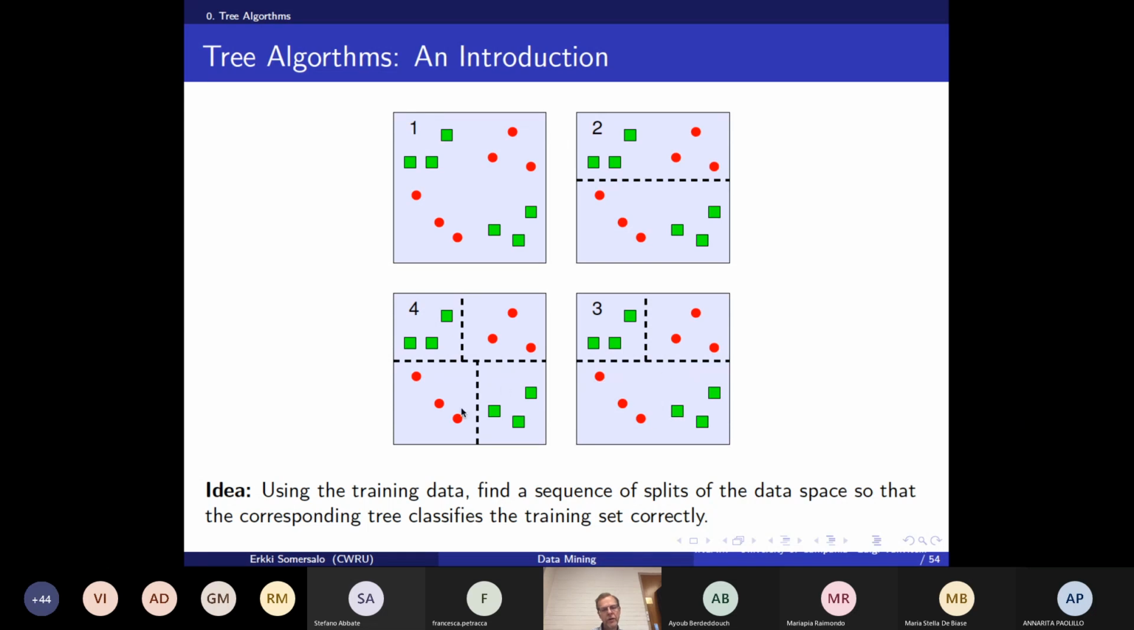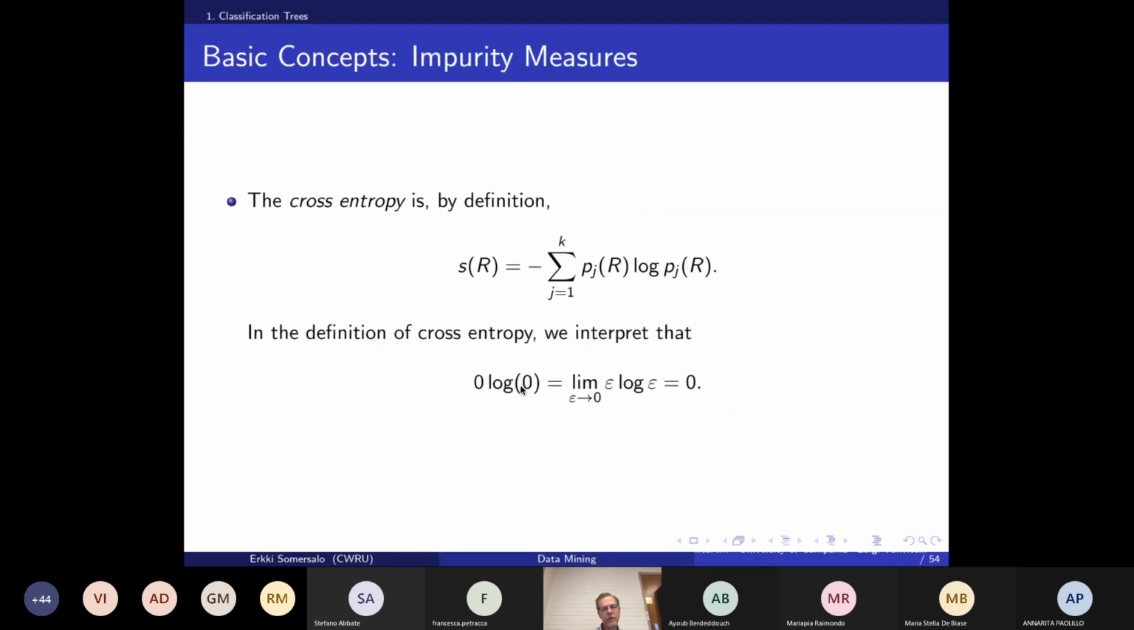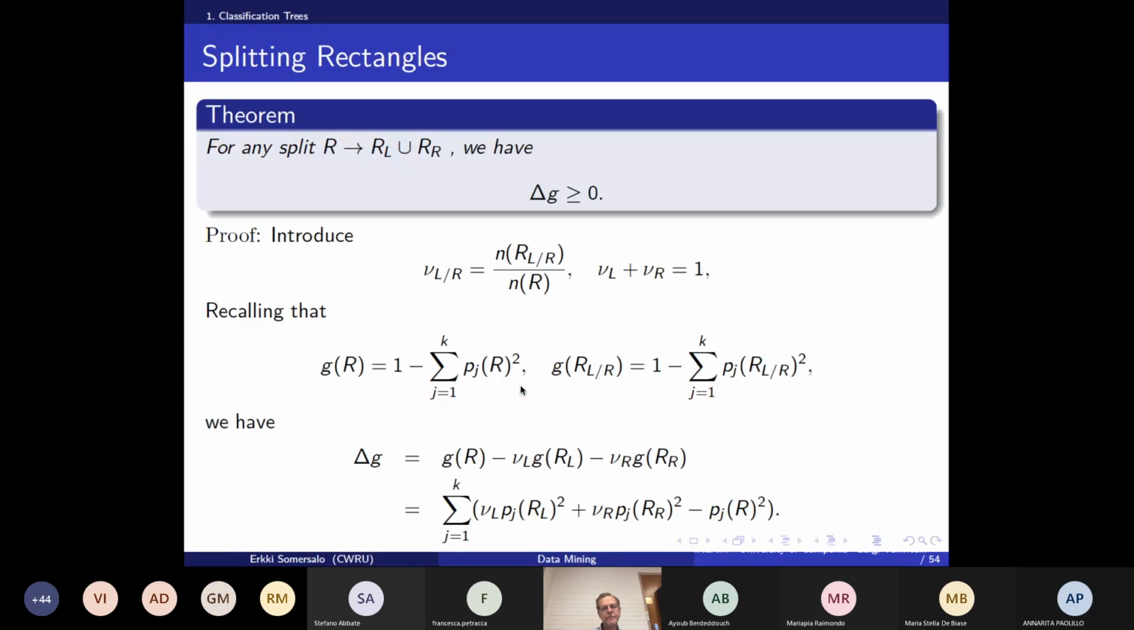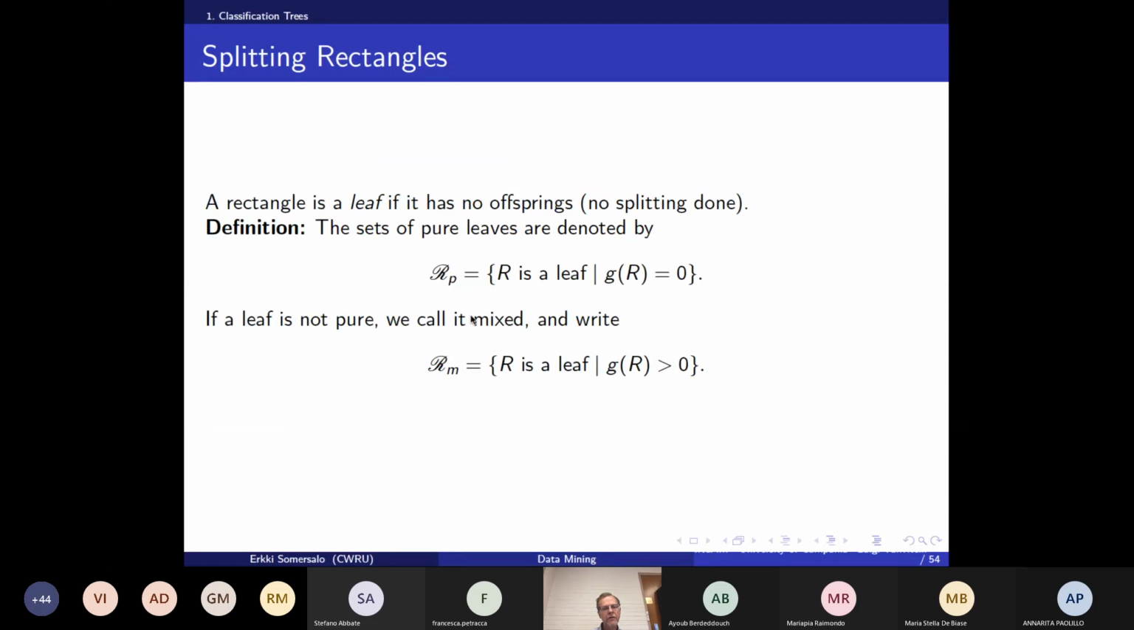Whereas if you go to this 4th split case, you see that we have 4 leaves, and those 4 leaves are all pure. So pure leaf means that there is only one type of points in that rectangle. So this is my definition for a pure leaf. And if the leaf is not pure, then it's called mixed. So I'm going to use this notation, script R, P, for the collection of leaves which are pure, and then the collection of leaves that are not pure is Rm.